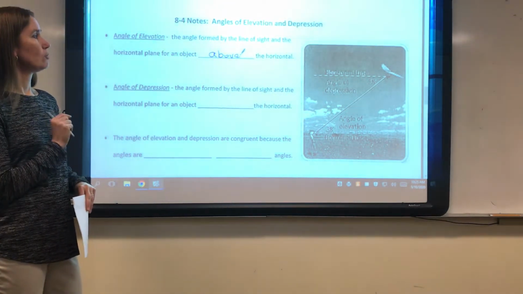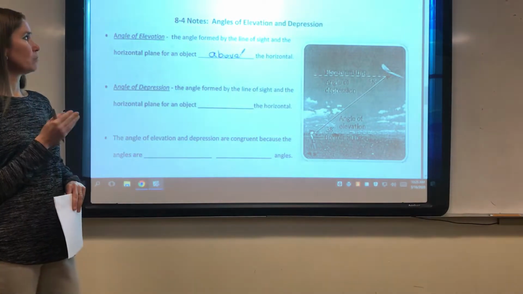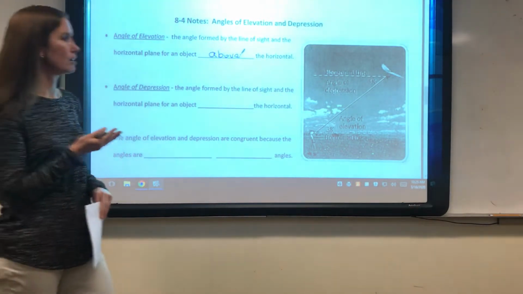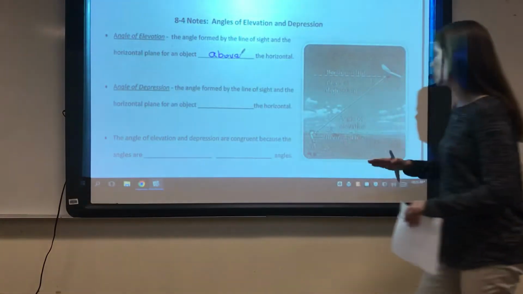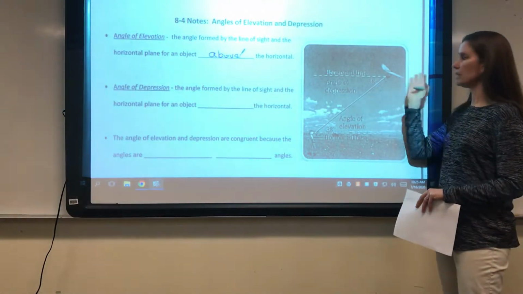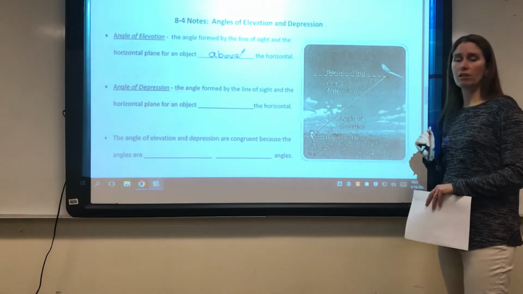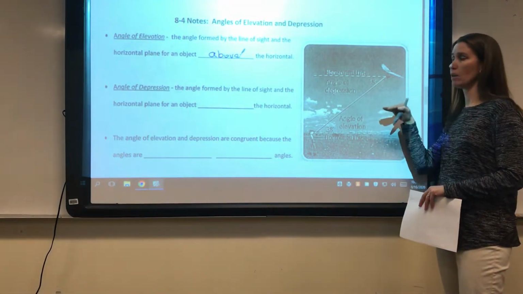So again, the angle of elevation is the angle formed by the line of sight in the horizontal plane for an object above the horizontal. So if I look at this picture from the horizontal pointed upward at something, whether it's an airplane or a hang glider or the sun or whatever, that's what they mean by angle of elevation. Again, elevate means go up.